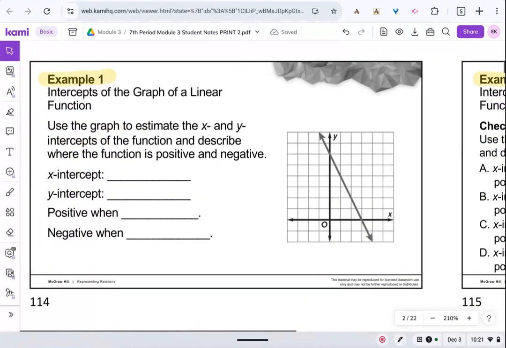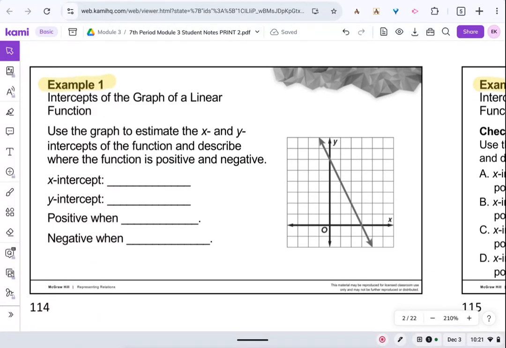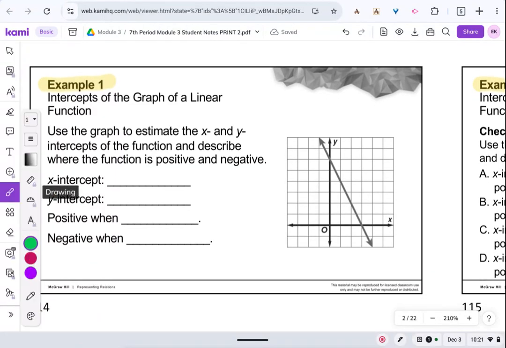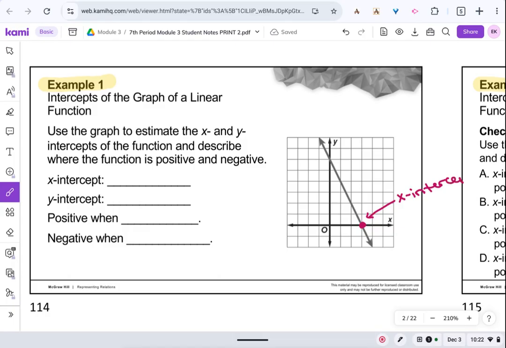Now, when it's a line, it's a lot more simple, okay? So if I look at this line, we're going to start with our intercepts, okay? Remember, x-intercept, that's where it crosses the x-axis. So right here, that would be considered my x-intercept, and it's at 1, 2, 3. Now remember when we write that as a point, it's parentheses 3, 0.